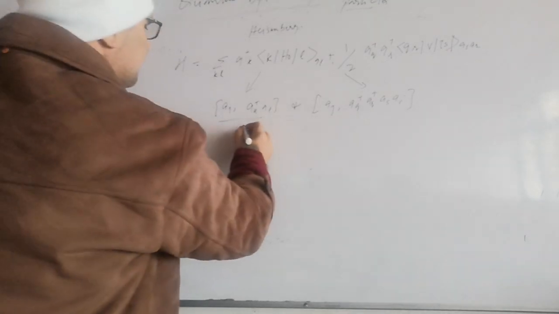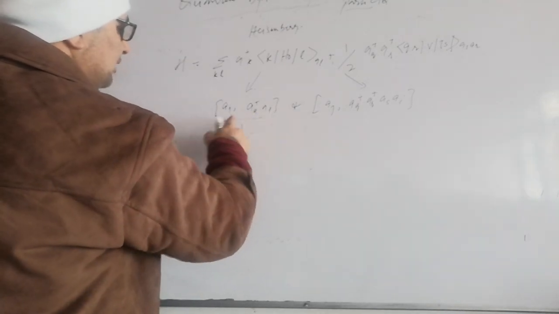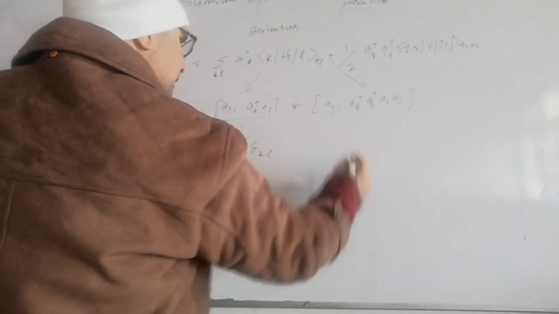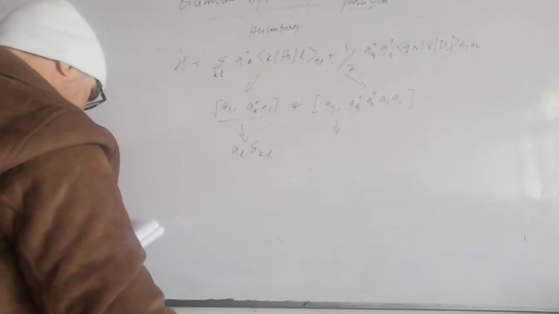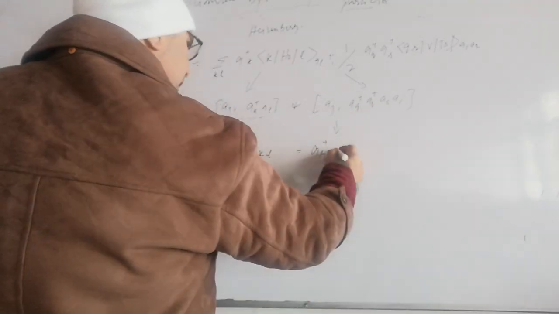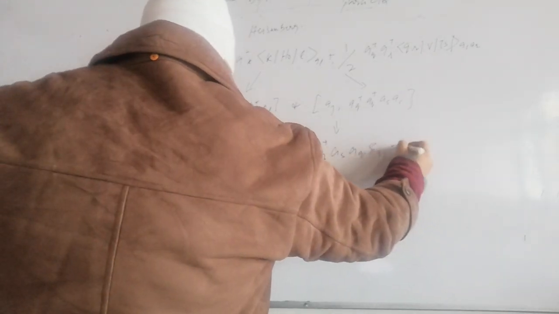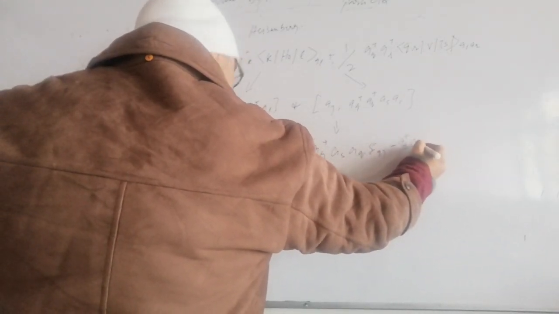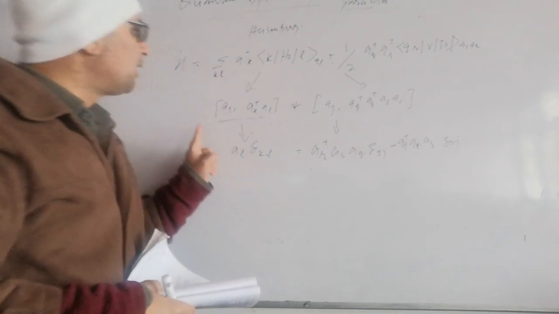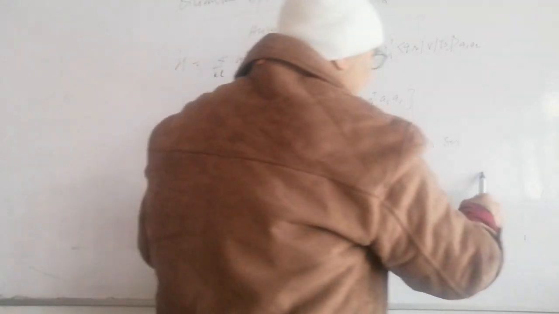In that sense, for one particle states, the evolution can be written in terms of the Kronecker delta. In the same way here, this can be represented as a_r dagger a_s a_q delta_qj minus a_q dagger a_s a_r delta_rj. So for one particle states we have a Kronecker delta like this, and for two particle states it can be like this.